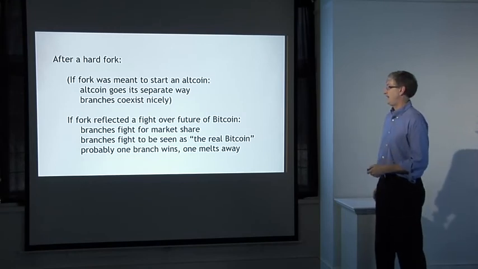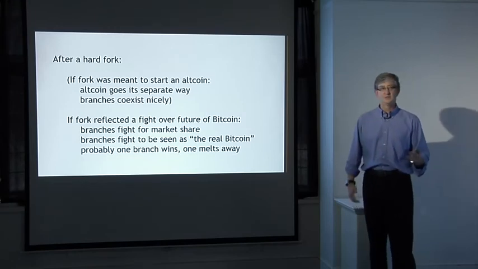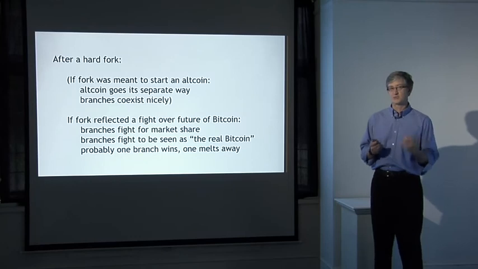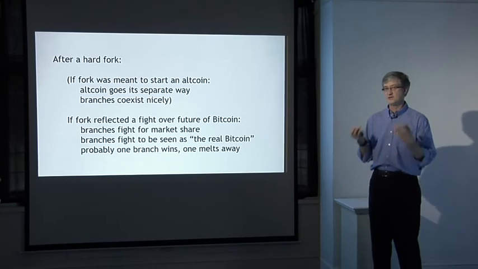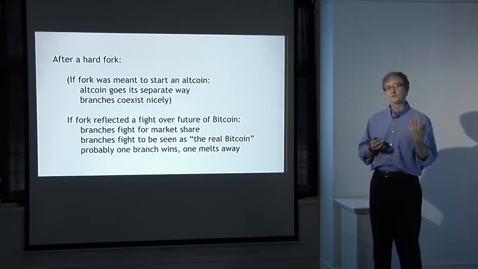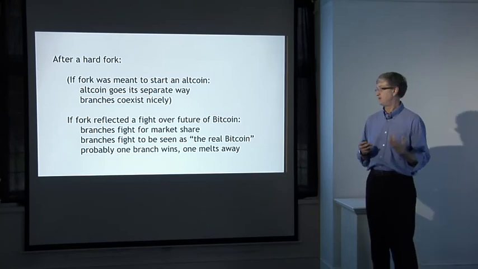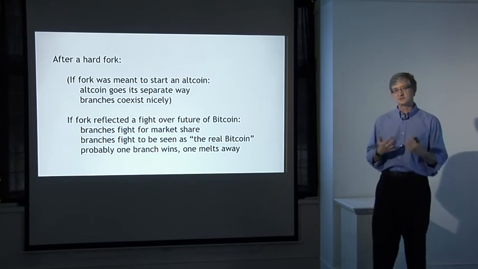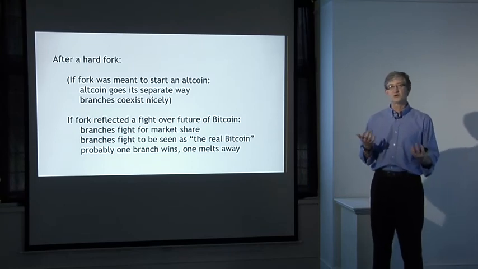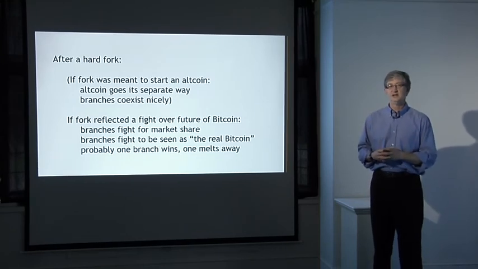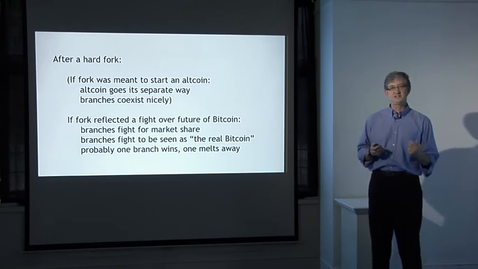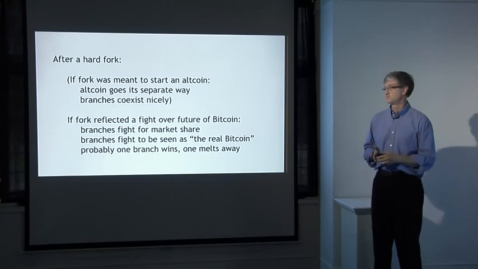The interesting case is what happens if the fork actually reflected a fight between two groups about what the future of Bitcoin should be. If that's the case, then the two branches are rivals, and the branches will fight for market share. After the fork, there's an A coin and there's a B coin, and each branch will try to get more merchants to accept it. Each branch will try to get more people to buy it. The branches will fight for market share. The branches will fight to be seen, to be perceived as being the real Bitcoin. Probably each branch claims to be the real Bitcoin, and there's a public relations fight between them, which goes along with the fight for market share. Each one wants to be seen as the real thing, and the other one to be seen as the weird splinter group.